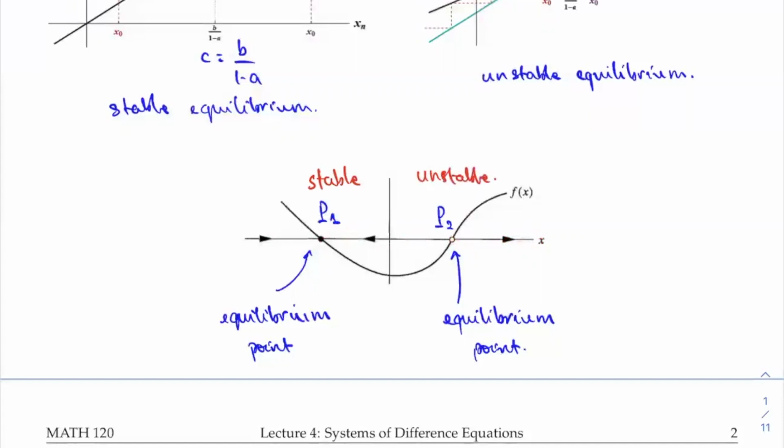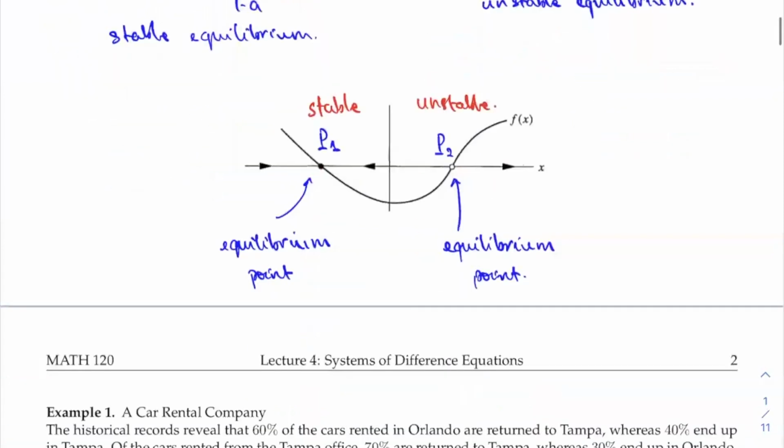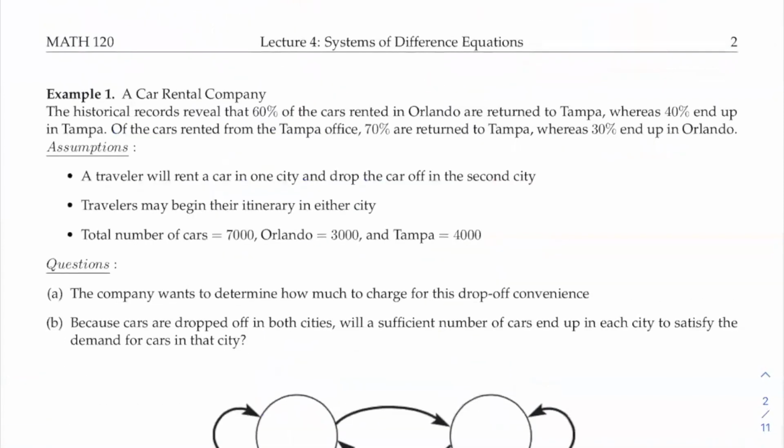So these are the few examples that you may want to know about equilibrium points or stable and unstable equilibrium points. Okay, now we're gonna move to some examples. What we're going to do is build a model of a system of difference equations, test the model, find the equilibrium point, and see if the equilibrium point is stable or unstable. Okay, so in the first example, you have a car rental company.